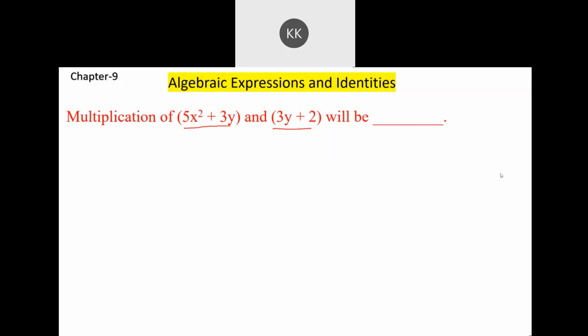15x square y plus 15x square plus 9y square plus 6y. Did all of you get the same result? Yes, sir.